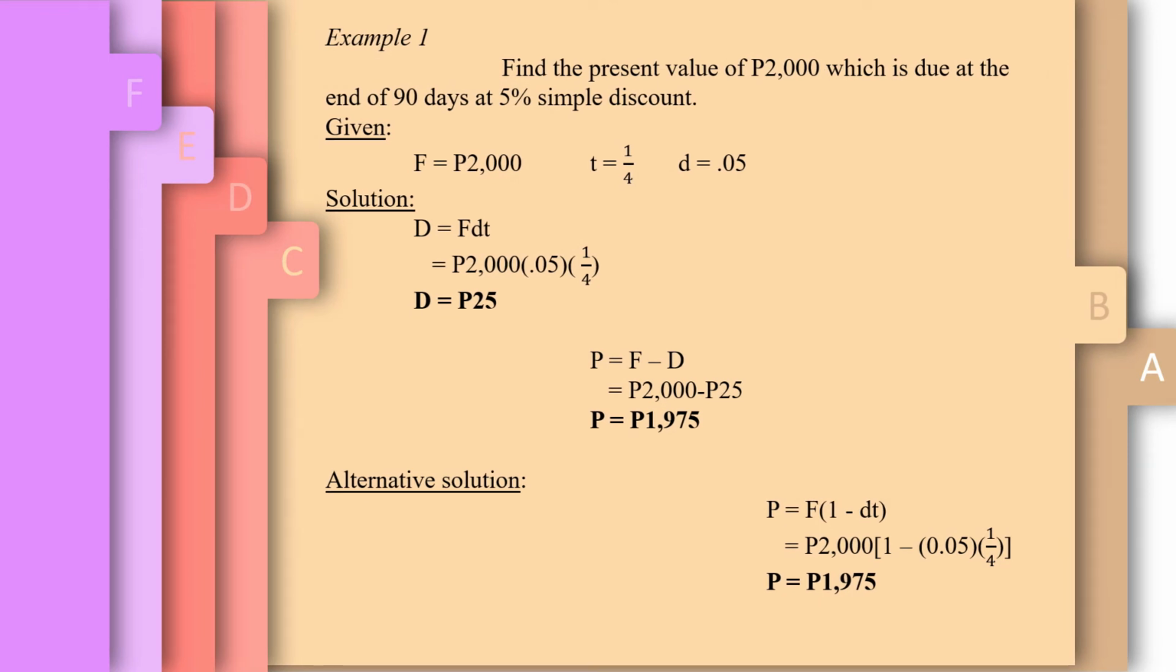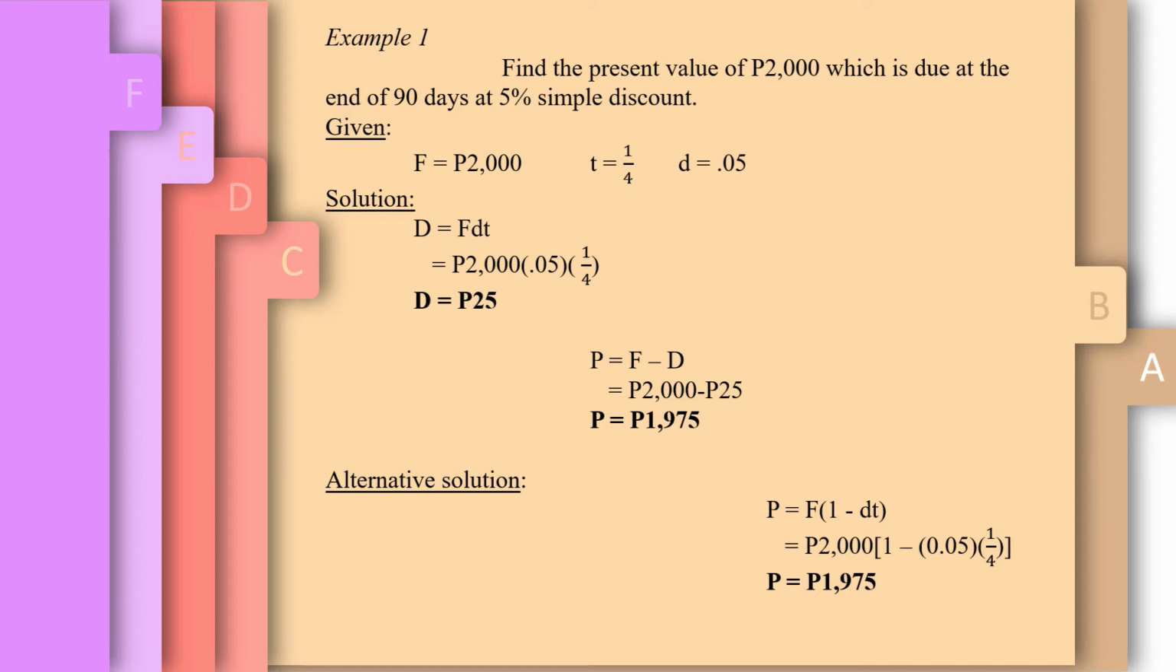Find the present value of 2,000 pesos, which is due at the end of 90 days at 5% simple discount. So first and foremost is to get the given from the given problem. So we have there 2,000, 90 days, and 5%. 2,000 here is the amount of maturity, or the F. 90 days is our time, but not yet. We have to convert this day into a year. So we have here 90 over 360, and that is 1/4. Then 5% or 0.05, which is our discount rate.